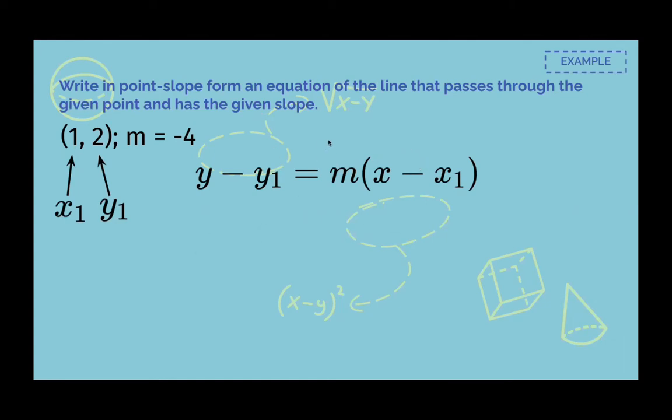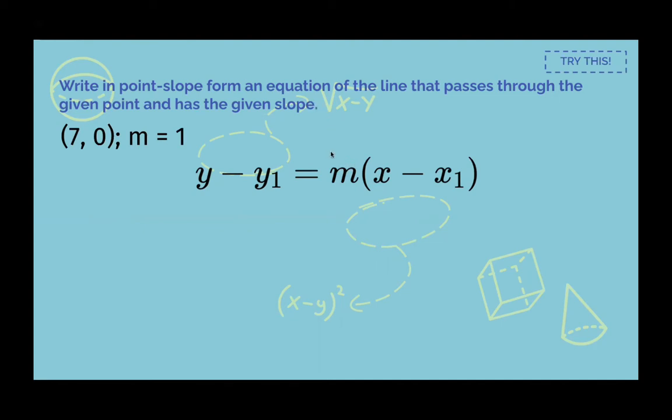And now that you know what you're going to plug into your equation, I'll go ahead and plug those in. So y minus y1, which is 2, equals your slope -4 times x minus 1. And now that you've done that, you already have your equation since we're looking for point-slope form. Go ahead and try this one on your own. Pause the video and unpause when you're ready.